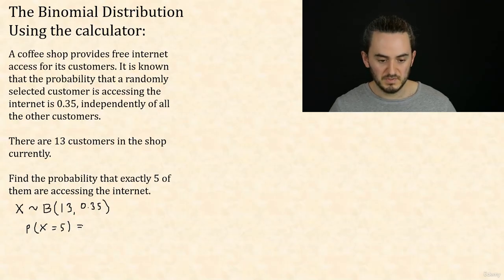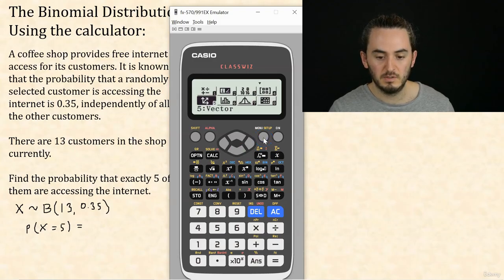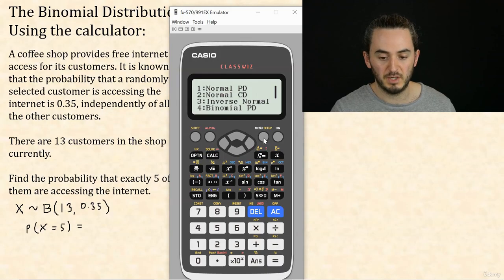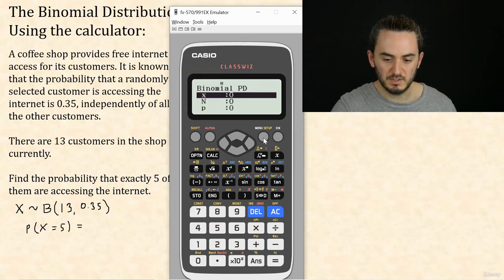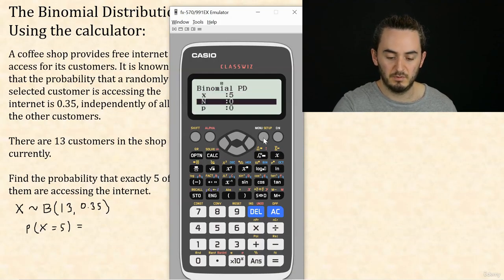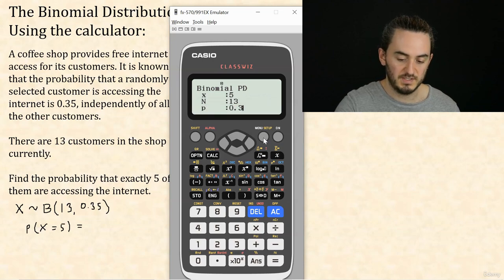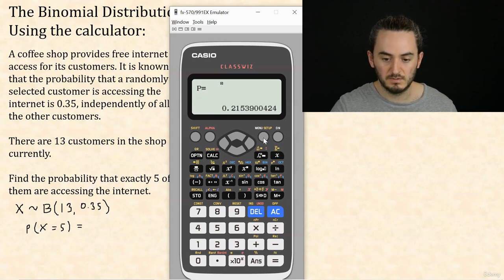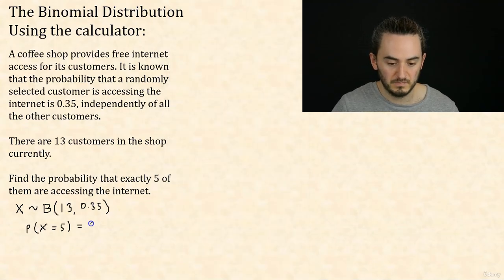So we get our calculator, and we do what we did last time, which is we go to the menu, go to our distributions, select option 4, which is our binomial probability distribution. It's variable that we always go for. Now, X is the number of successes, which is 5. N is the number of trials, which is 13. P is the probability of success, which is 0.35. And that gives us an answer of 0.2154.